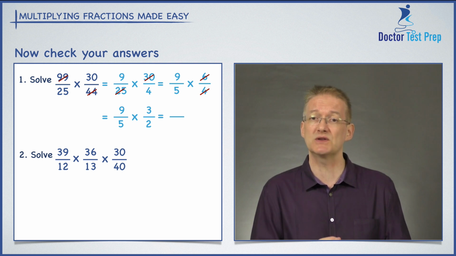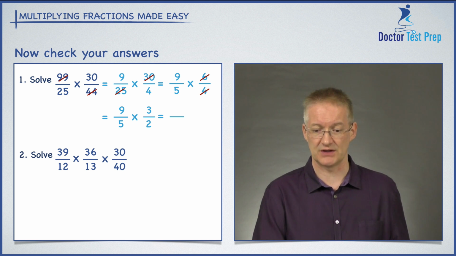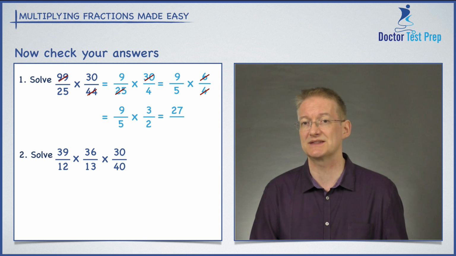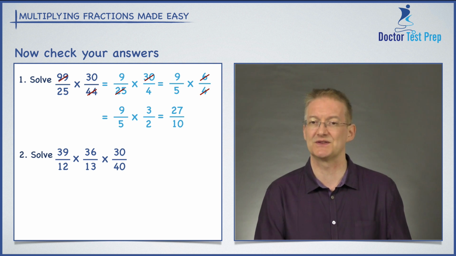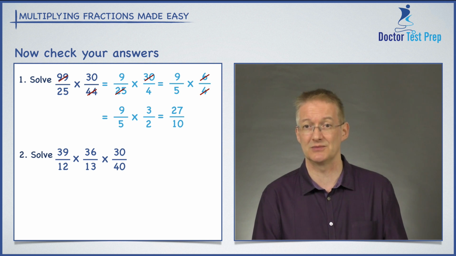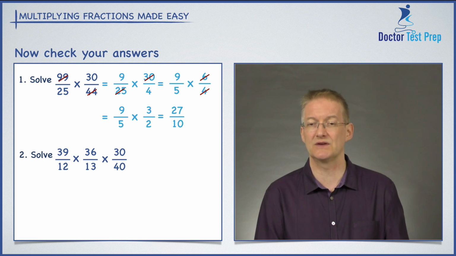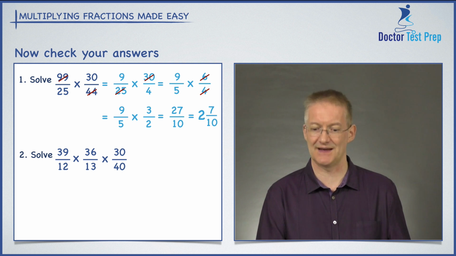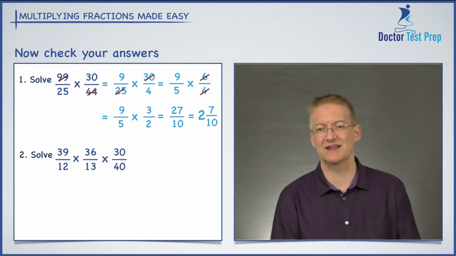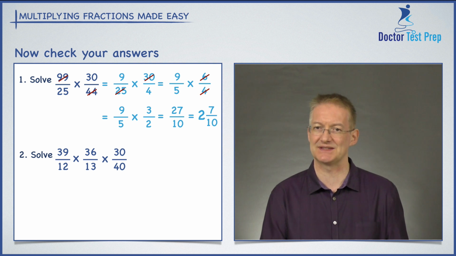So I'm simply going to multiply the numerators together. So 9 times 3 gives me 27. Now I'm going to multiply the denominators together. 5 times 2 gives me 10. And my last step is to simply convert this into a mixed number. So 27 over 10 goes twice, and 7/10 left. Great, so our answer there was 2 7/10.